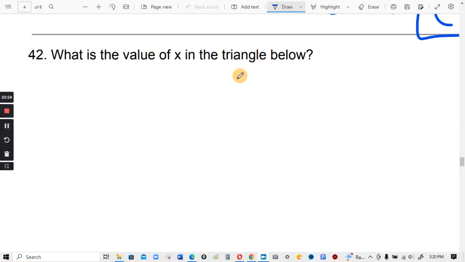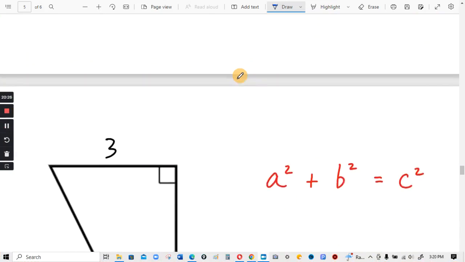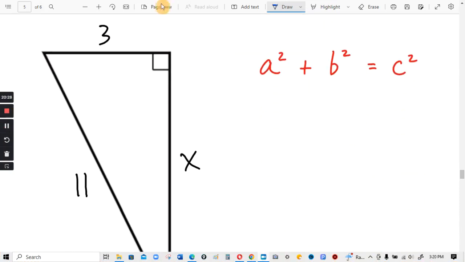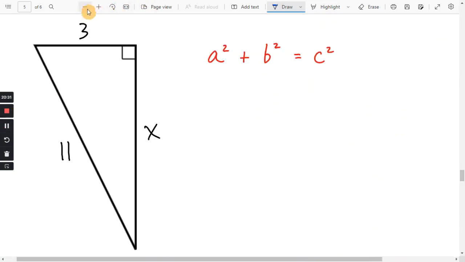(42) What is the value of x in the triangle below? Okay, this is standard Pythagorean theorem. A squared plus b squared equals c squared. Remember, for c squared, it always has to be across from the right angle. So the right angle is basically pointing at the side length that you're going to call c. That's your hypotenuse. For a and b, it doesn't matter which is which.